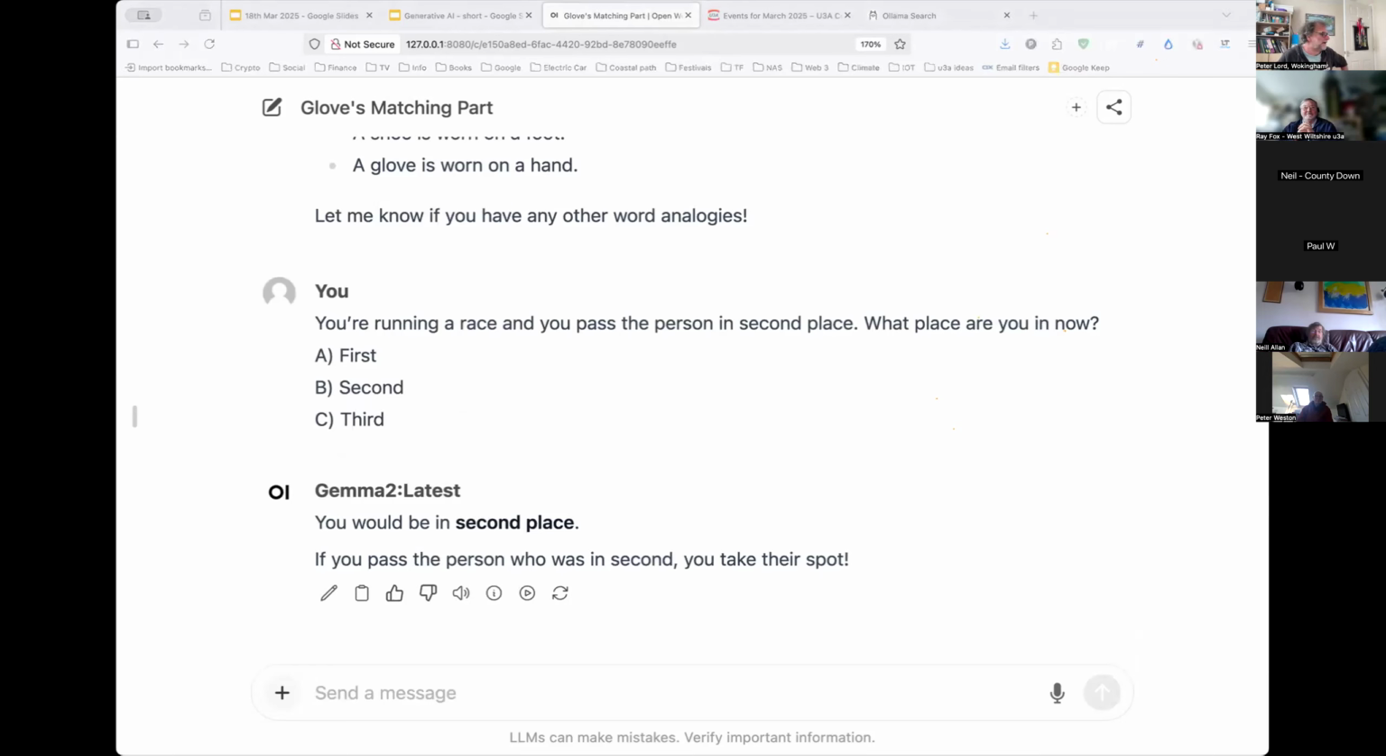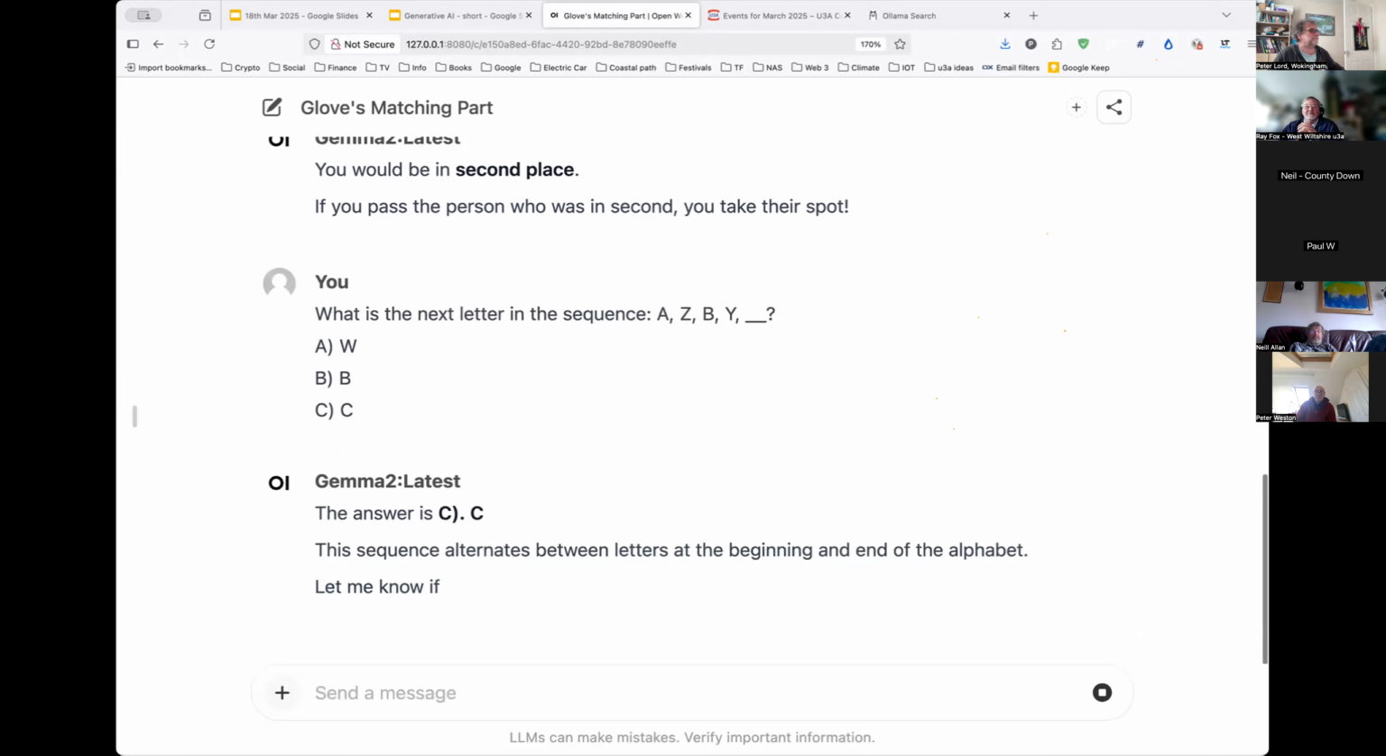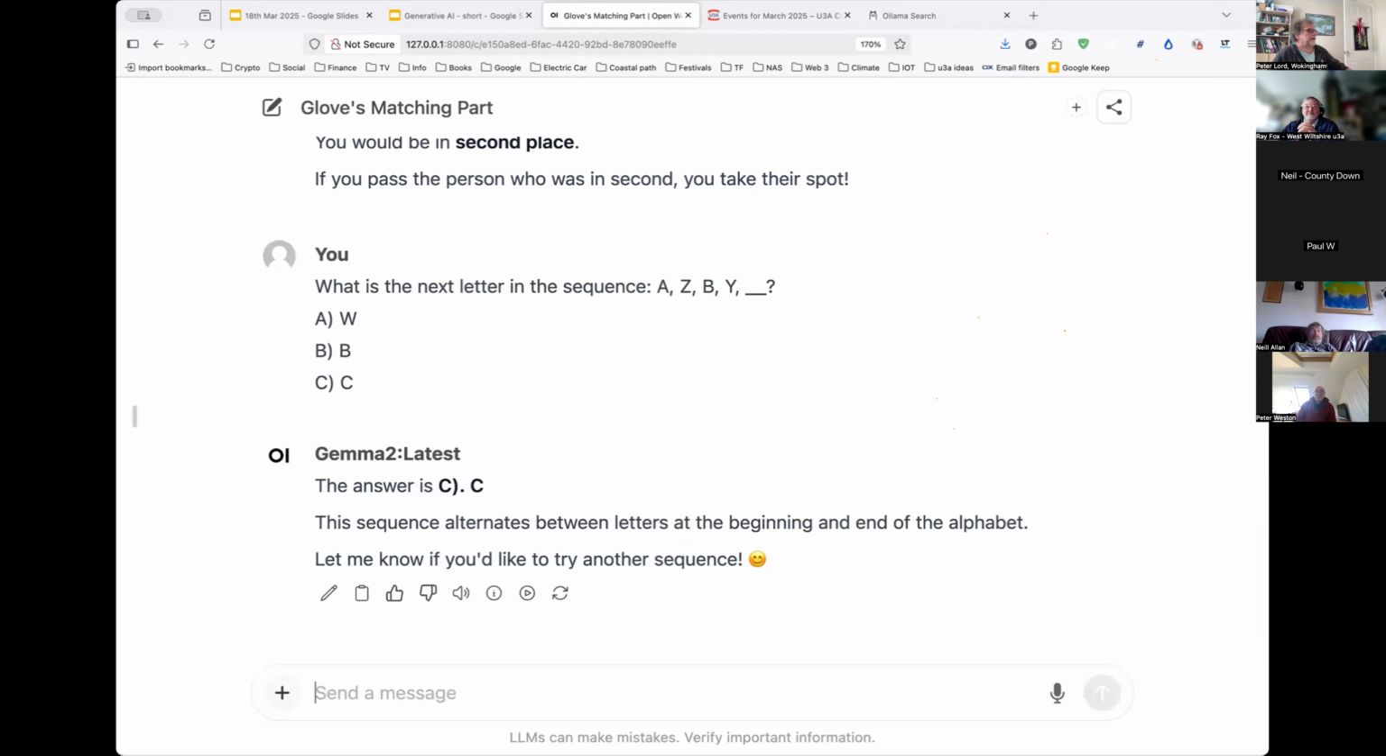And here's one that often completely fools large language models. Sometimes I find it gets the right answer, and sometimes it doesn't because we've got this randomization element in. What's the next letter in the sequence? A, Z, B, Y, W, B, or C? The answer is C. The sequence alternates between letters at the beginning and end of the alphabet. Perfect answer. Quite impressive.